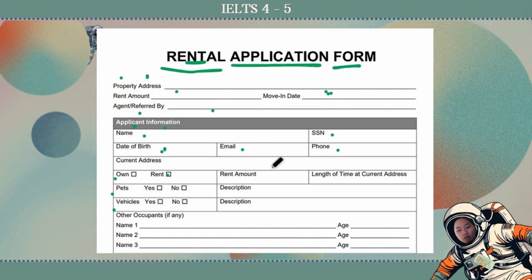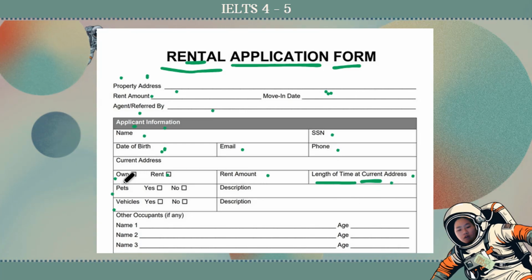We have rent amount once again, just like here, the money that you have to give to the seller, or give to the person who's renting out the property. Next up is length of time at current address. Current here means the place that you're living in right now. Length of time is asking how long have you lived there, right? So you could give it a number, numbers only.